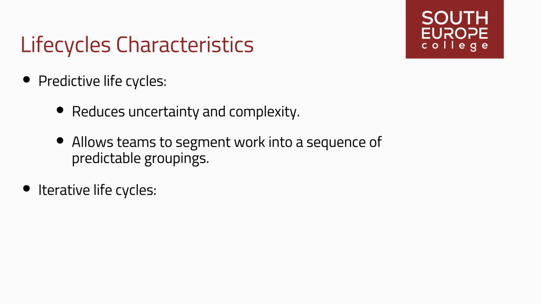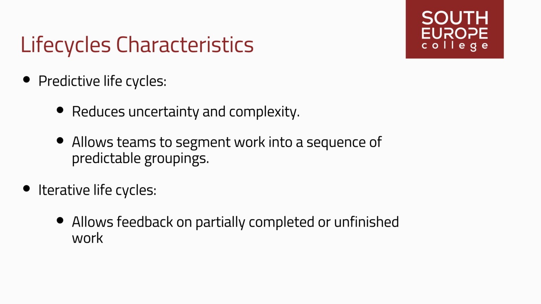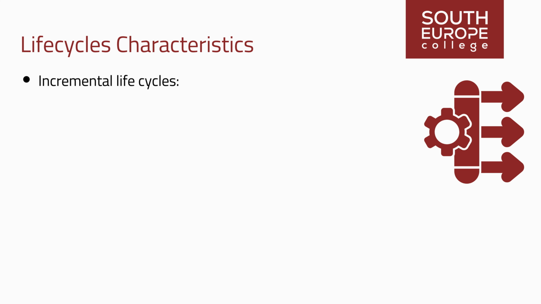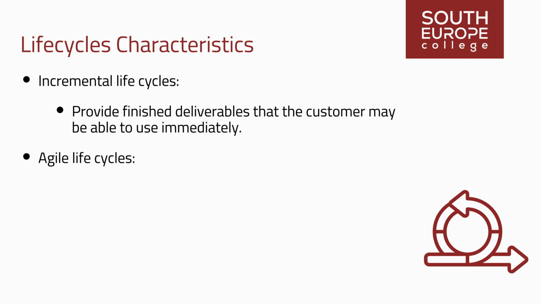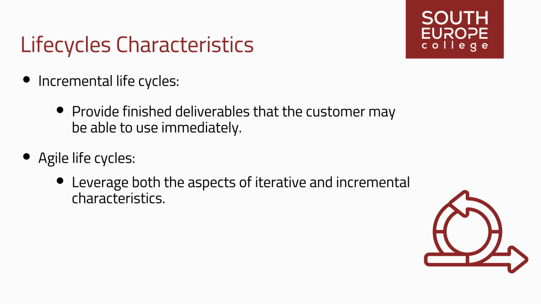Iterative life cycles allow feedback on partially completed or unfinished work to improve and modify that work. Incremental life cycles provide finished deliverables that the customer may be able to use immediately. Agile life cycles leverage both the aspects of iterative and incremental characteristics.